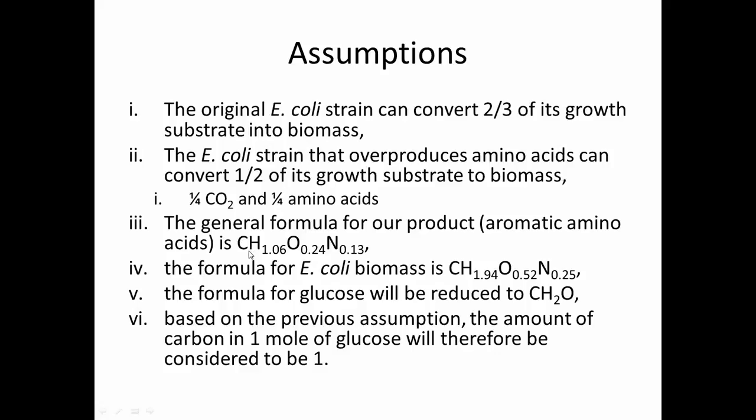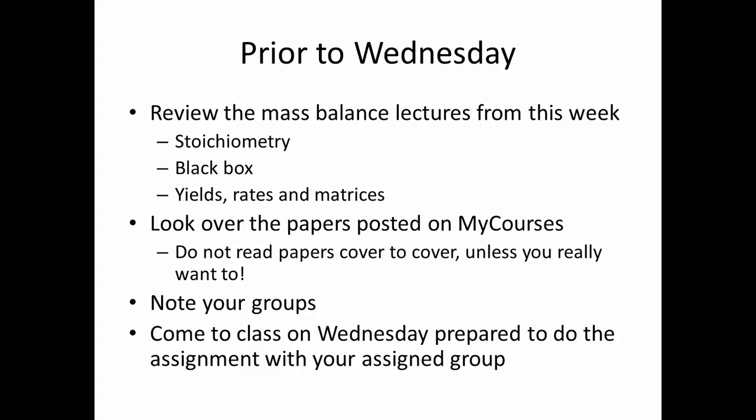And again, this is reduced so that we have 1 mole of carbon to keep the carbon balance simpler. The formula for E. coli biomass will be here, as you can see, and the formula for glucose will be reduced also to CH2O. And based on the previous assumption, the amount of carbon in 1 mole of glucose will therefore be considered to be 1 mole of carbon, or 12 grams. And so again, these are all done to simplify the carbon balance, which will then springboard you into being able to solve the other material balances to answer the questions that we will answer on Wednesday.